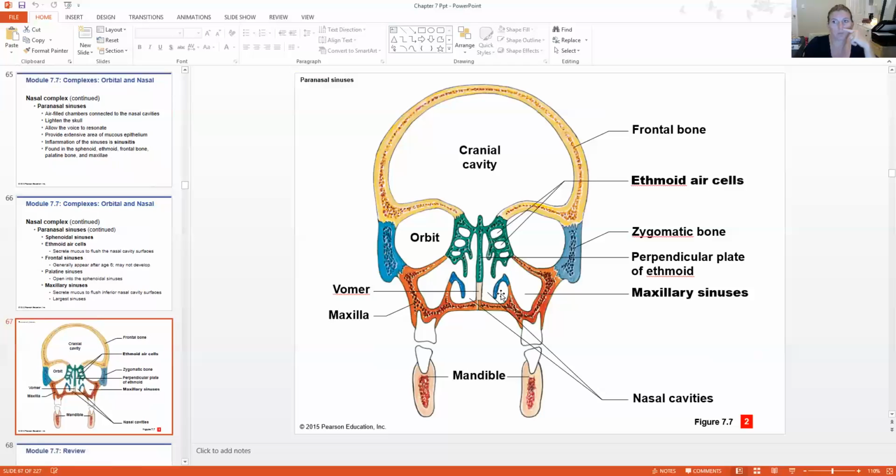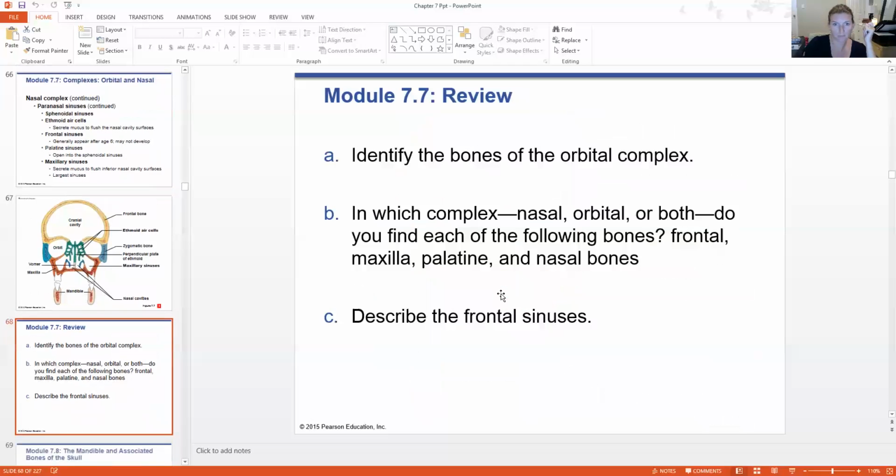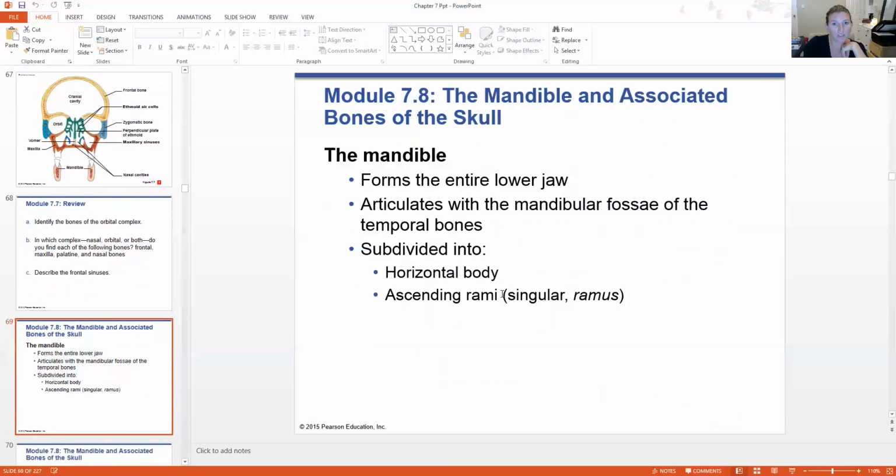This is your actual nose itself. Right, looks kind of weird without the bones there. Go ahead and pause the video, go back and review these questions. We're just going to keep charging through.